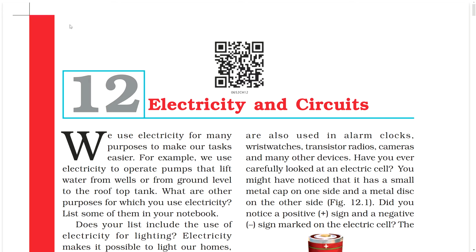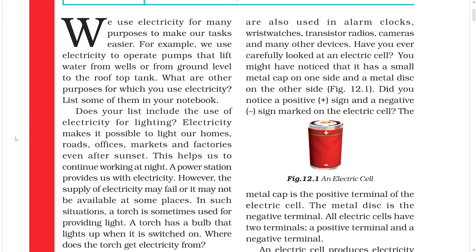What are other purposes for which you use electricity? List some of them in your notebook. Does your list include the use of electricity for lighting? Electricity makes it possible to light our homes, roads, offices, markets, and factories. Even after sunset, this helps us to continue working at night.